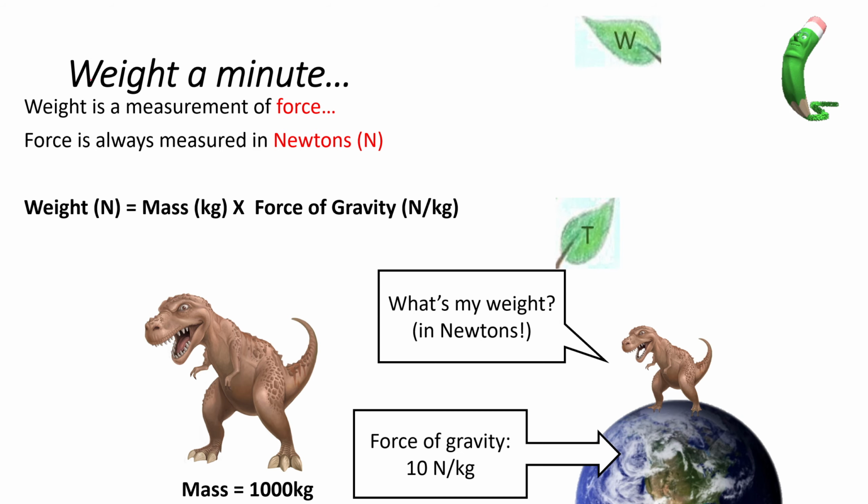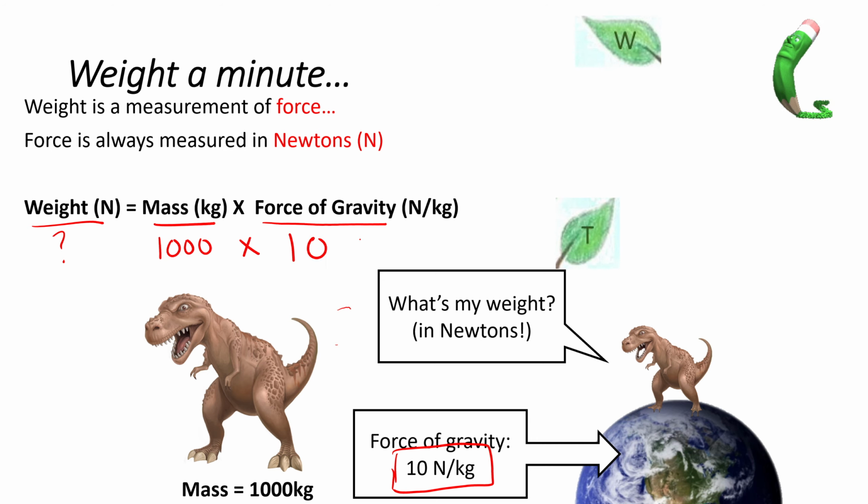Well, we know that the weight equals the mass times the force of gravity, or the acceleration due to gravity. So, what's the weight? We don't know. But what's the mass of this dinosaur? It's 1,000 kilograms times, well, the strength of gravity on Earth is about 10. So the weight of this dinosaur is 10,000 newtons. Okay?